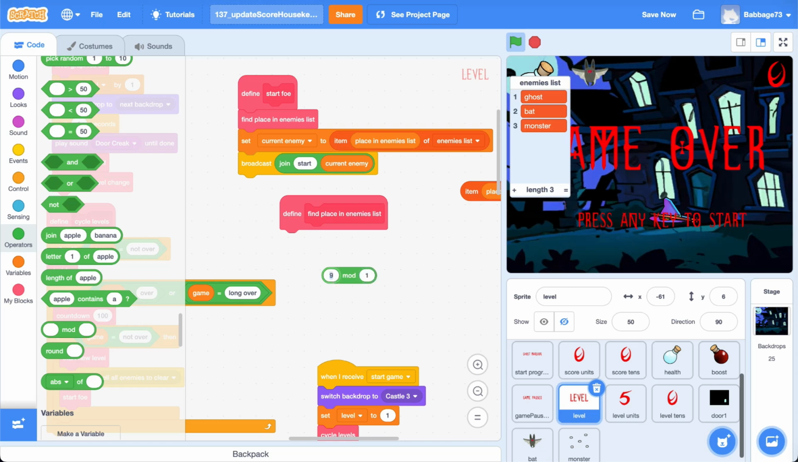What about 10 mod 1? Well, that's 0. What about 10 mod 2? Well, that's also 0 because 5 2s are 10, there's no remainder. What about 10 mod 3? Well, then it's remainder 1. 3 3s are 9, and then you get a remainder of 1. What about 11 mod 3? Well, that's going to be remainder 2, because 3 goes into 11 3 times with remainder 2. So hopefully you get the idea of what the mod does.